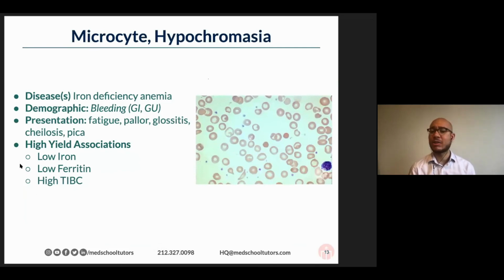anemia. And again, the demographics are those who have chronic bleeding disorders, whether it's through the GI tract, whether it's through the GU tract. The presentation that you would read in that vignette would include fatigue, pallor. Great place to look is under the eyes, as well as glossitis, cheilosis, as well as pica. These folks sometimes have a propensity to be chewing on non-food substances, which is the definition of pica. Again, because their body is craving that iron. And of course, the labs are low iron, low ferritin, and high TIBC.